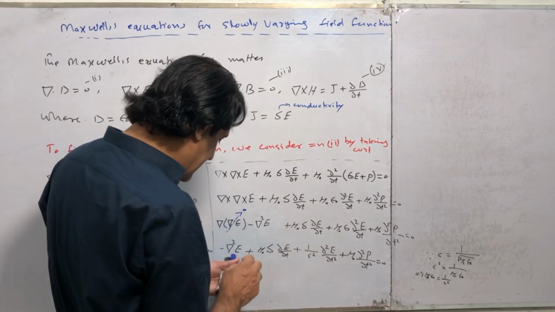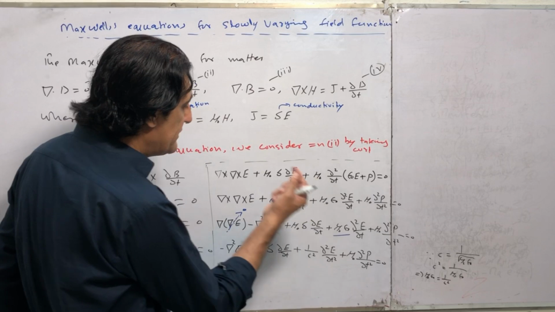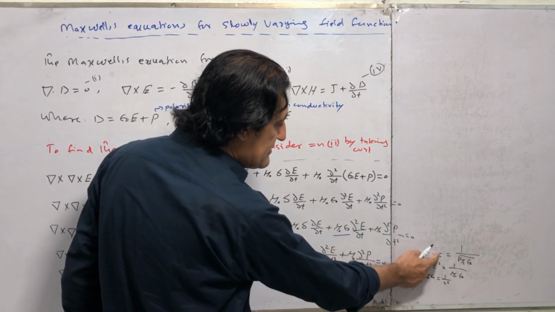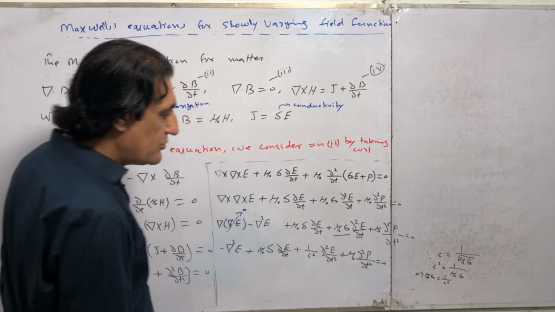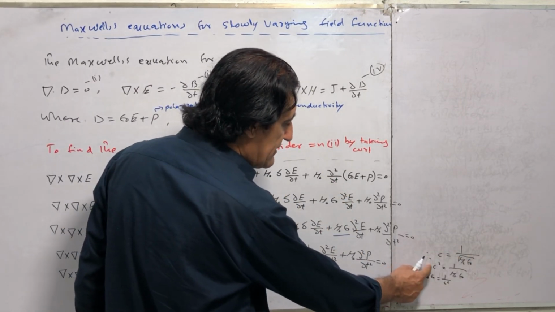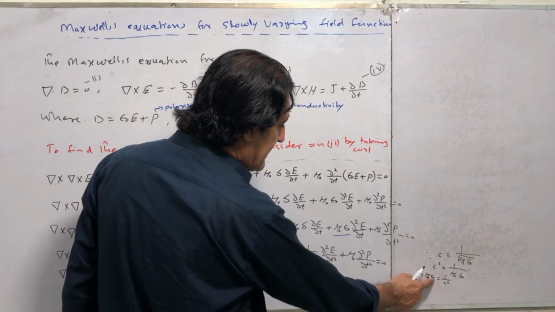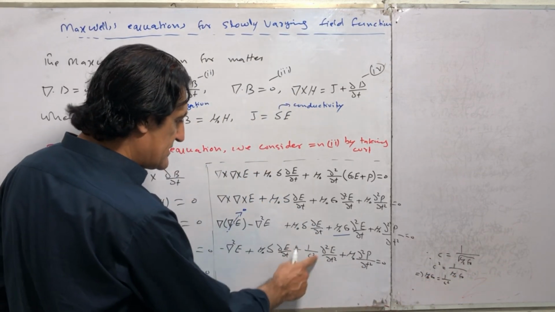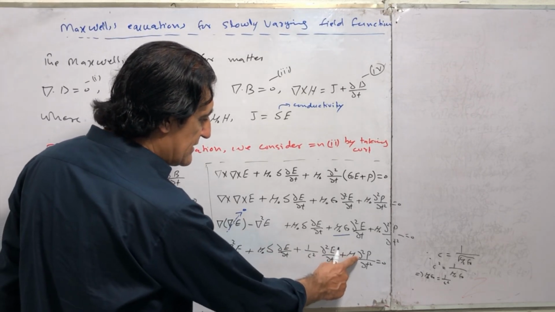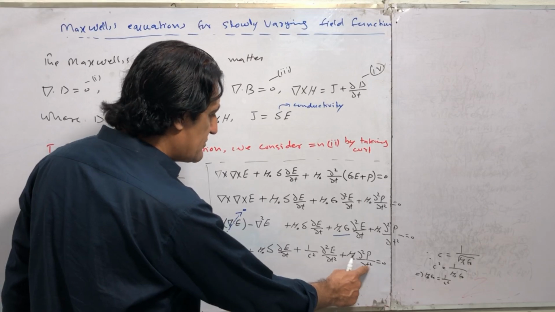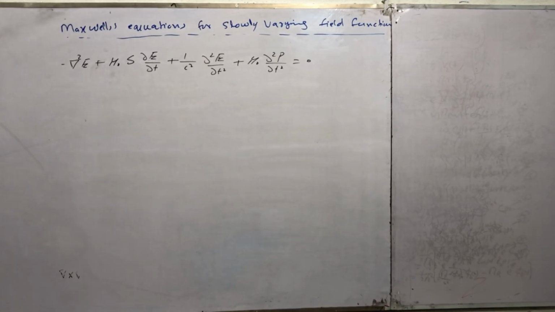And from here you can see mu naught epsilon naught. So the definition of c, mathematically, is c equal to 1 over the square root of mu naught epsilon naught, and then if we take the square, c square is equal to 1 over mu naught epsilon naught, and then mu naught epsilon naught is equal to 1 over c square. So this is the value we have considered. And then mu naught partial square P divided by partial t square is equal to 0. This is the final equation that we have derived.